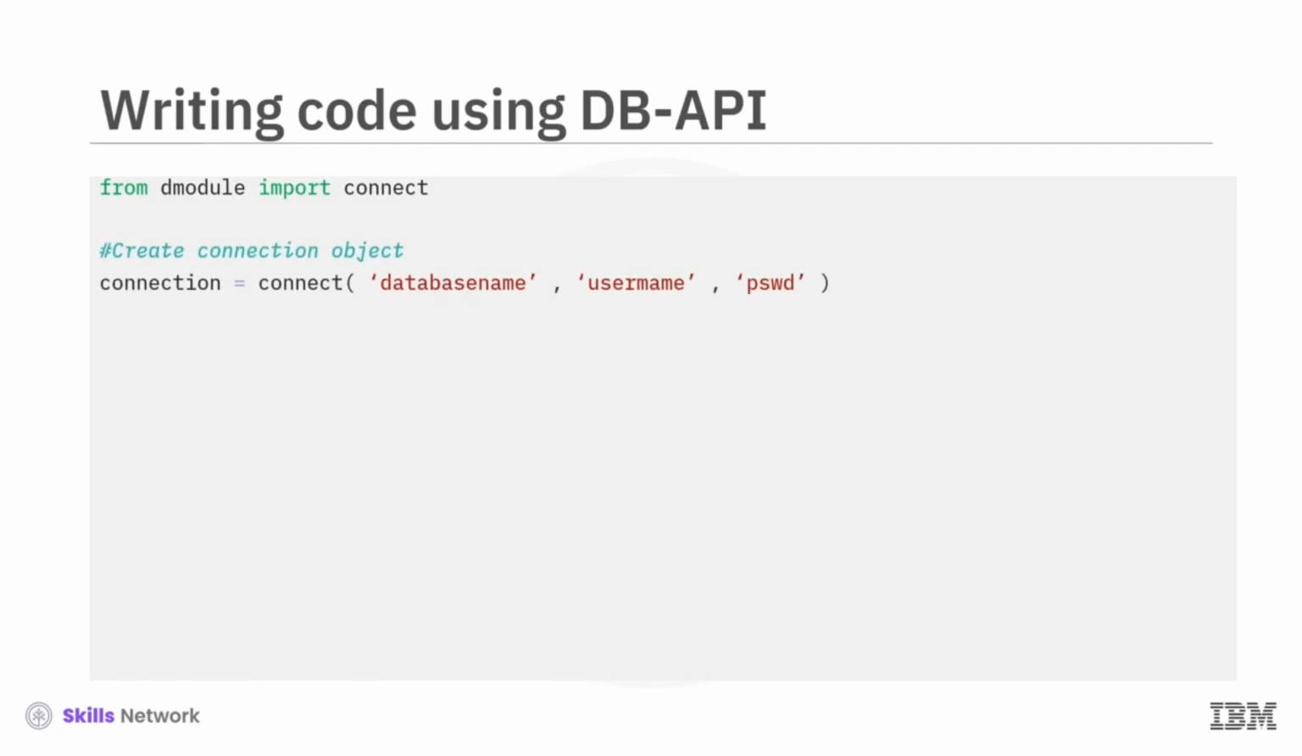First, you import your database module by using the connect API from that module. To open a connection to the database, you use the connection function and pass in the parameters, that is, the database name, username, and password. The connect function returns a connection object. After this, you create a cursor object on the connection object. The cursor is used to run queries and fetch results.